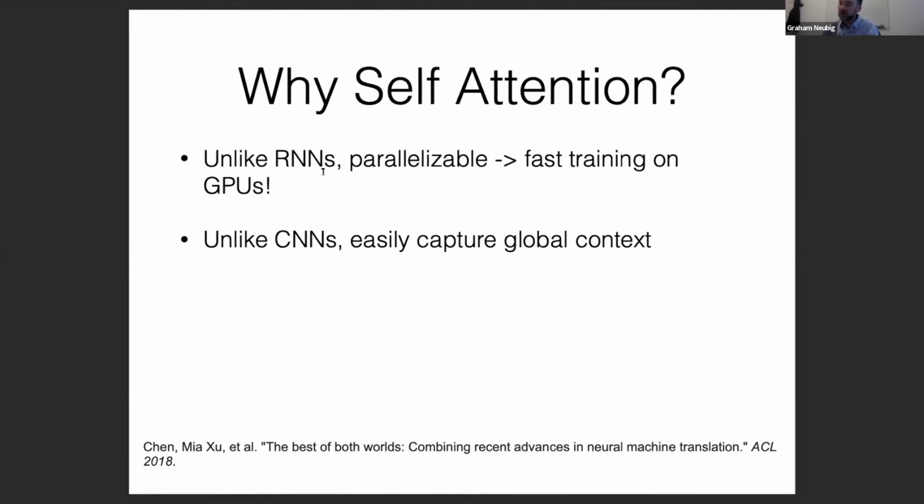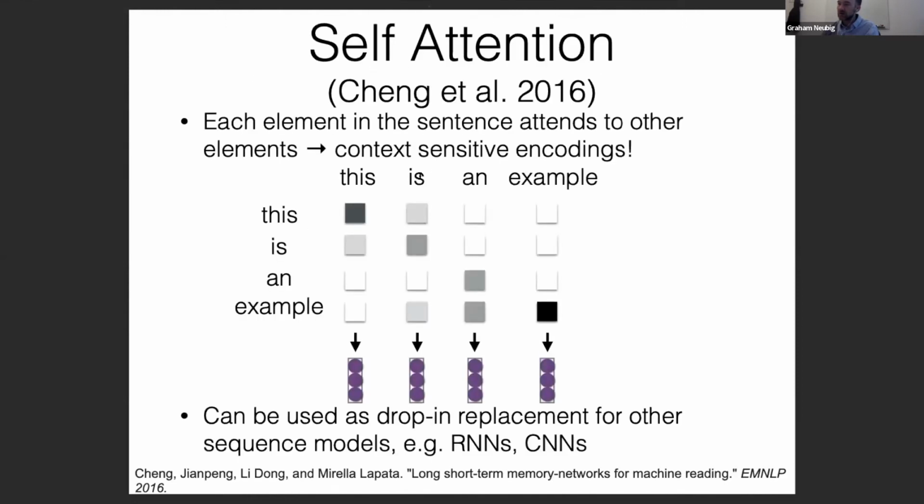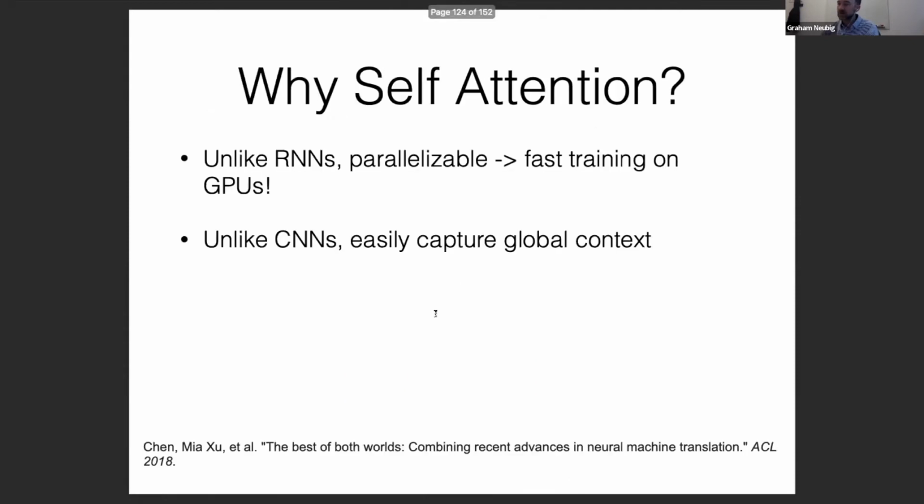Another reason why people like it is, unlike both RNNs and other options like convolutional neural networks, it can easily capture global context from the entire sentence. You'll note that each word is attending to all other words in the sentence, so that gives a very direct connection for pulling in context.